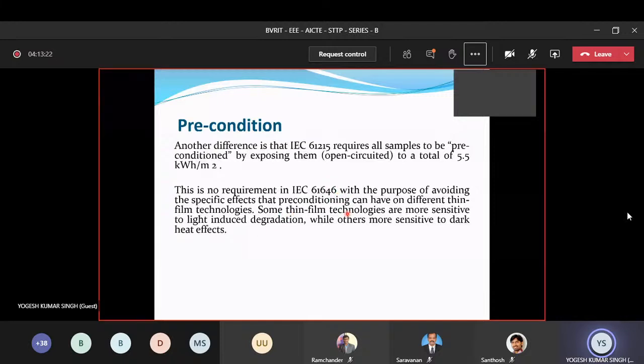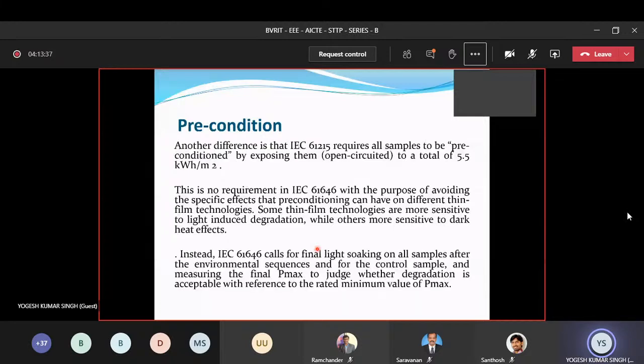In preconditioning for different thin film technologies, some thin film technologies are more sensitive to light induced degradation, while others are more sensitive to the dark heat effect. So for the thin film module, we use light soaking of the system, and all the systems come to the environmental sequence and then control sample and measuring the final Pmax. It is accepted with reference to the related maximum value Pmax. So these are the conditions and requirements on that particular object.